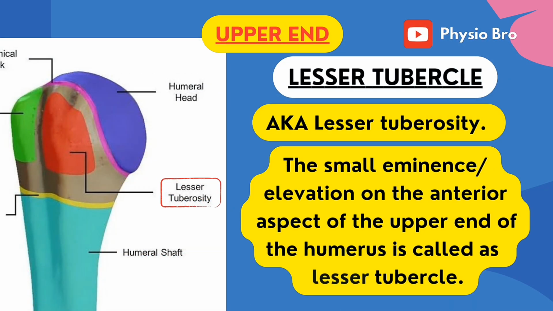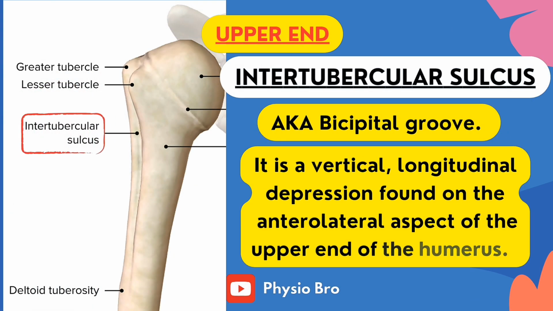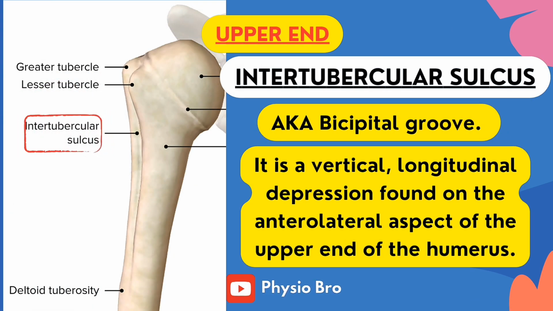Lesser tubercle. It is also known as lesser tuberosity. The small eminence or elevation on the anterior aspect of the upper end of the humerus is called lesser tubercle. Intertubercular sulcus. It is also known as bicipital groove. It is a vertical, longitudinal depression found on the anterolateral aspect of the upper end of the humerus.